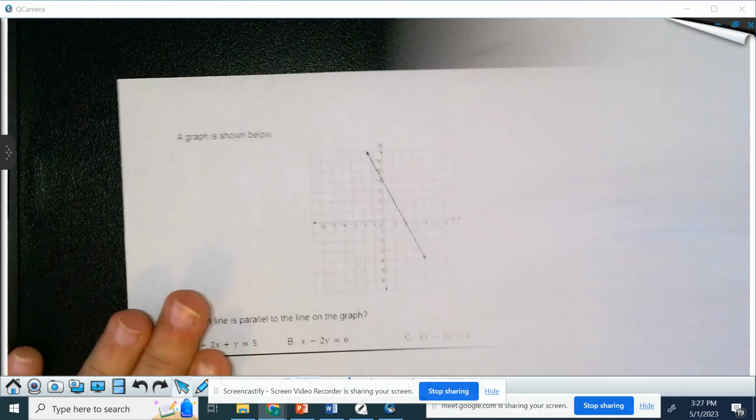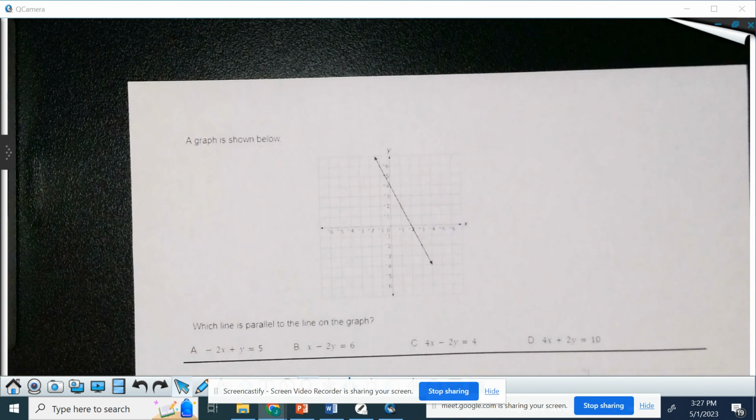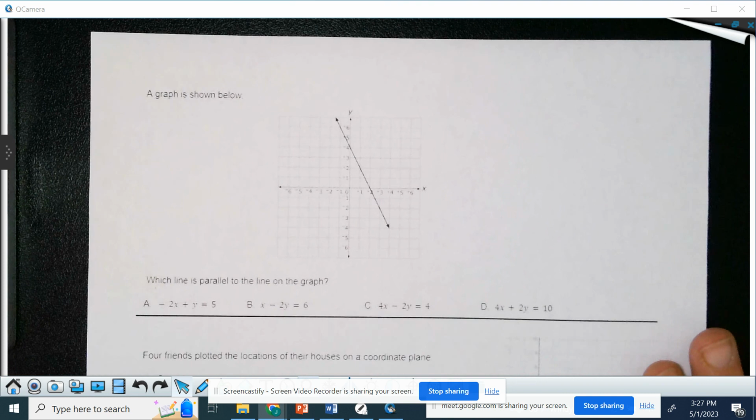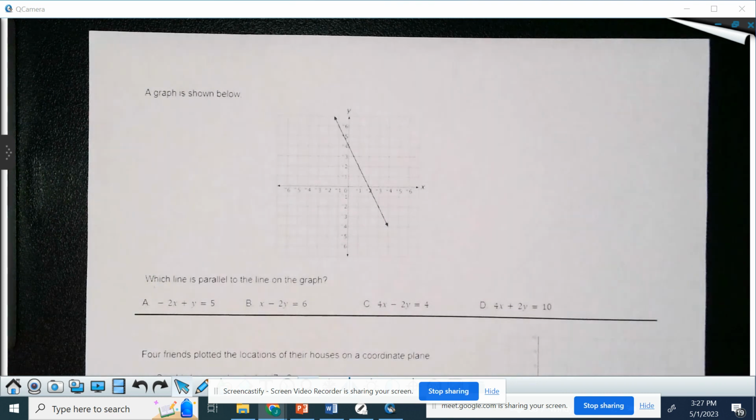All right. Hopefully you can see this. It looks a little blurry. A graph is shown below. Which line is parallel? As soon as I see the word parallel at this point, I feel like we talk about it almost every class. What should we be thinking at this point? It jumps to the top of our brain. Lines are parallel. Same slope. Good.